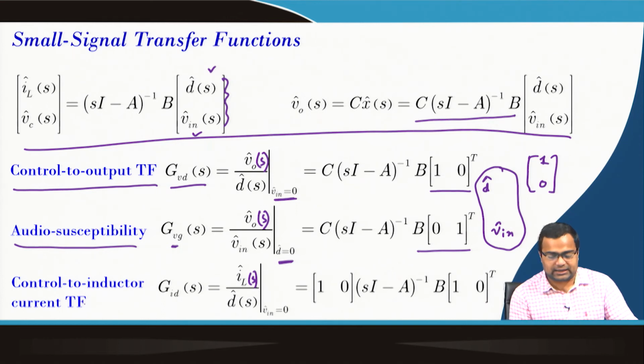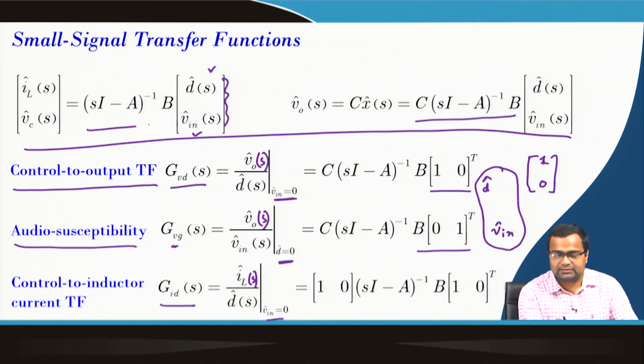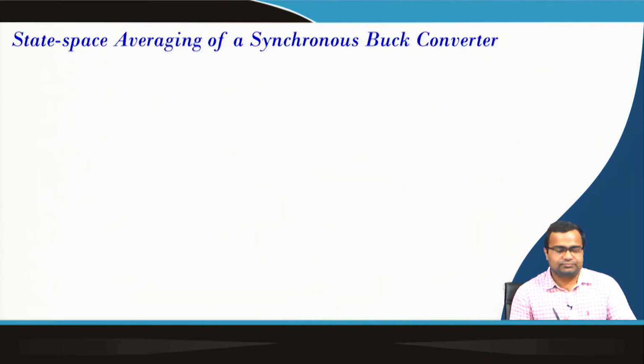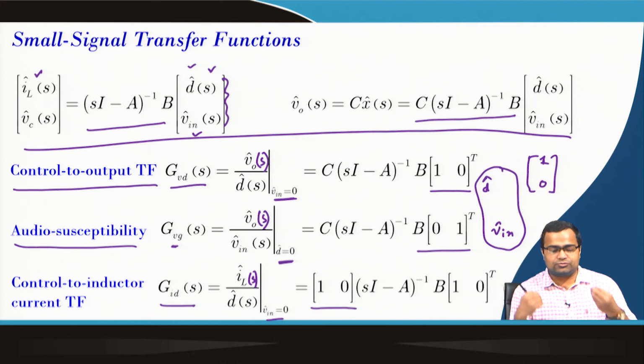Control to inductor current transfer function Gid(s), which is IL hat of s by d hat of s, where we are considering the input voltage perturbation to be 0. Here it is the same model, but we want to take this one and this one. That means, in the first case we have to write a row matrix [1 0] and then a column matrix [1 0], then we can write it down from this. That means, we can derive control to output transfer function, audio susceptibility, control to inductor current transfer function, everything from this transfer function.